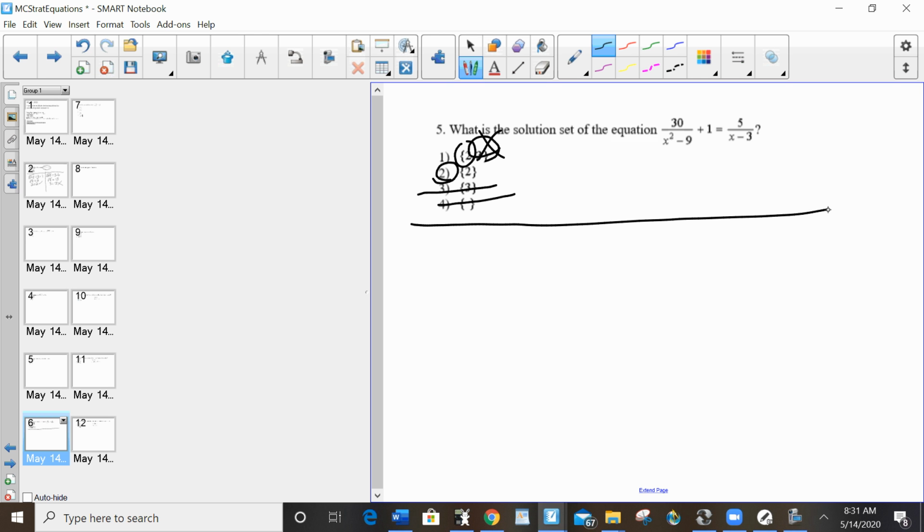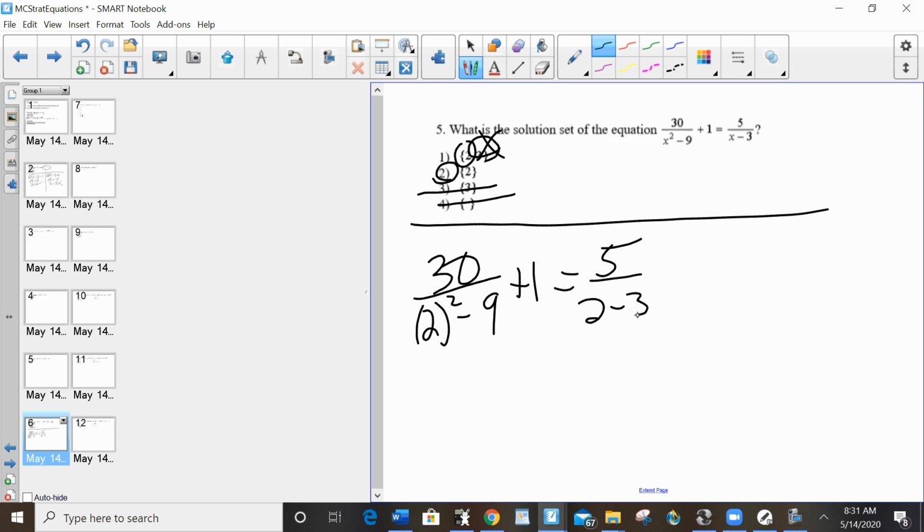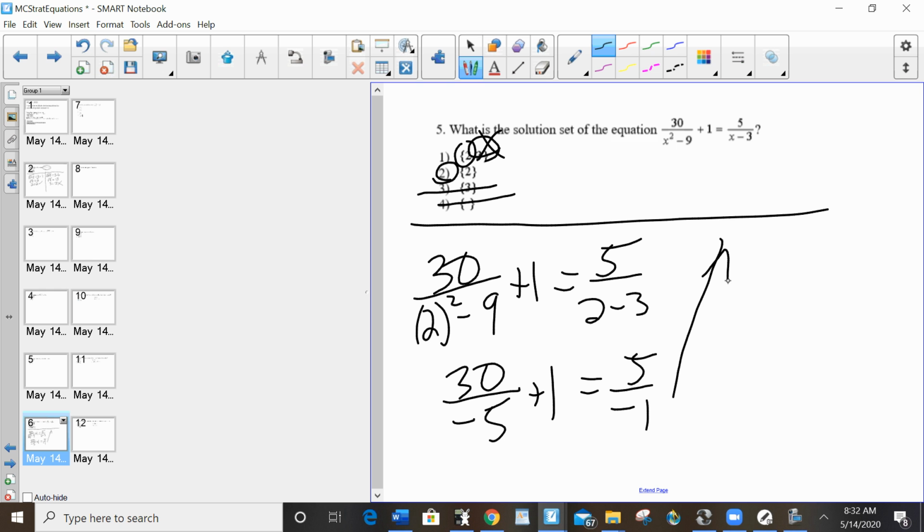If I'm doing it by hand, I'm starting by substituting in 2. 30 over 2 squared minus 9 plus 1 equals 5 over 2 minus 3. 2 squared is 4, minus 9 is negative 5. 2 minus 3 is negative 1. 30 over negative 5 is negative 6. 5 over negative 1 is negative 5. Negative 5 equals negative 5, so 2 is good. Now I gotta try 3.